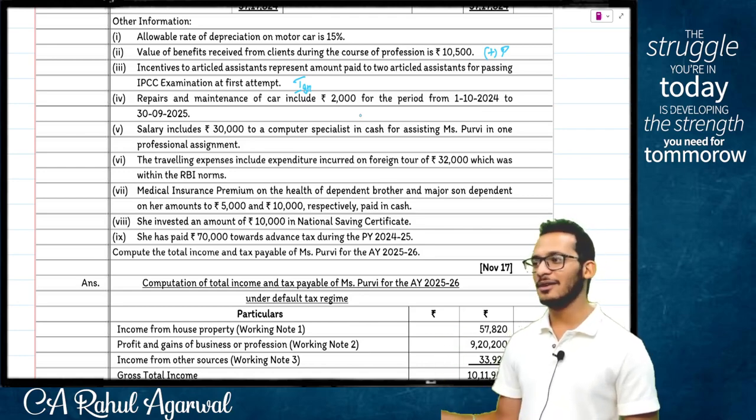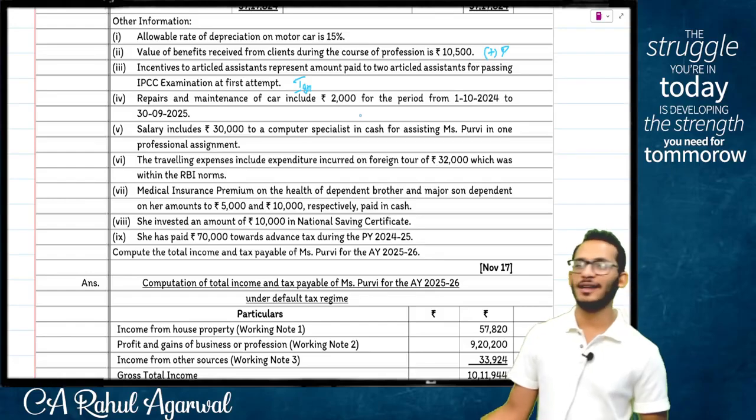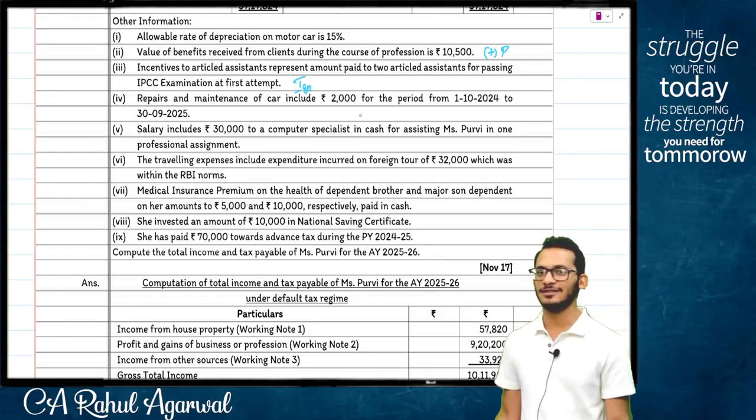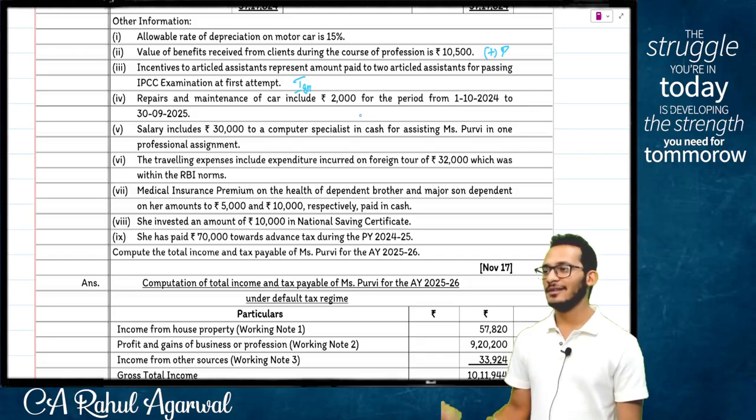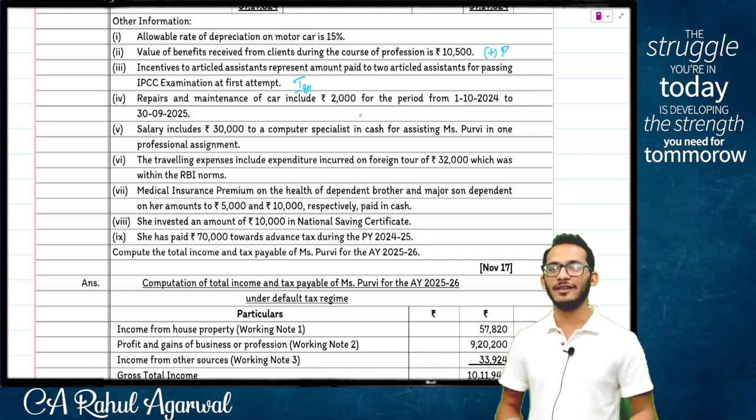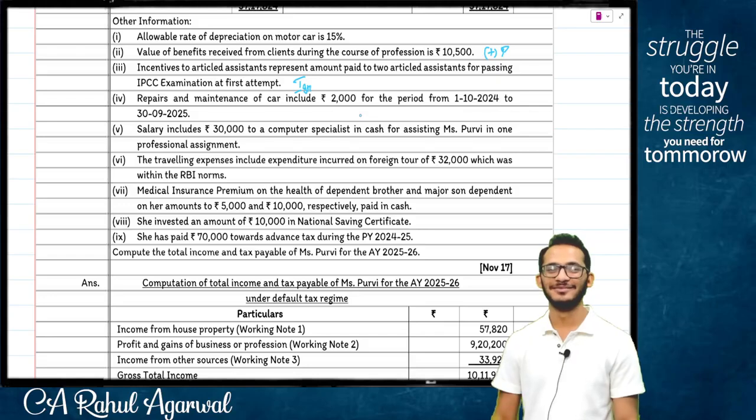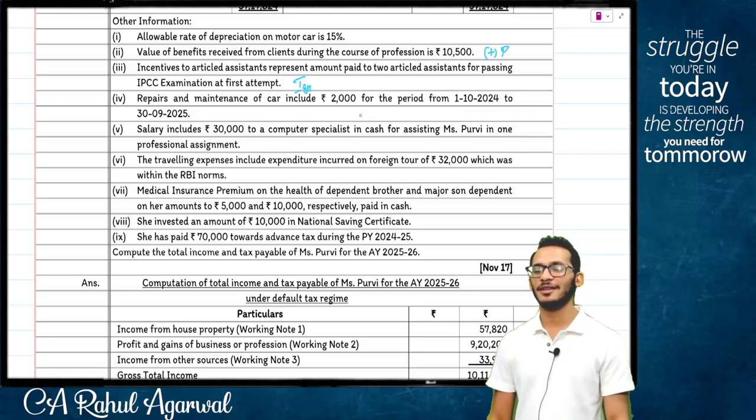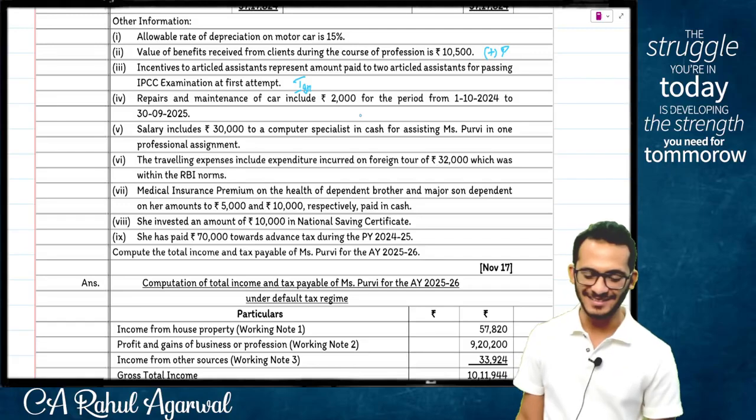Tomorrow you people will also ask for the same. Now imagine if you go and ask your principal saying, sir, I cleared CA final first attempt, I want a gift. Your principal comes and says, no beta, if I give it to you, you'll get disallowed. Do you want that? Think like that.